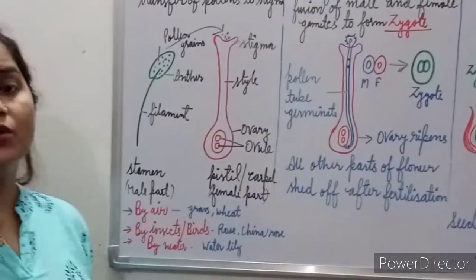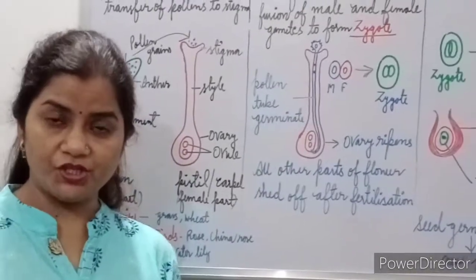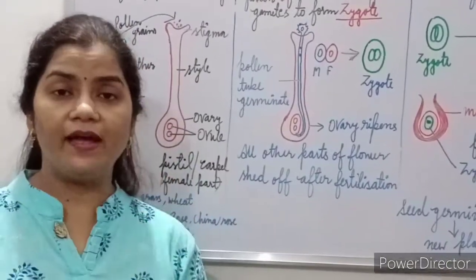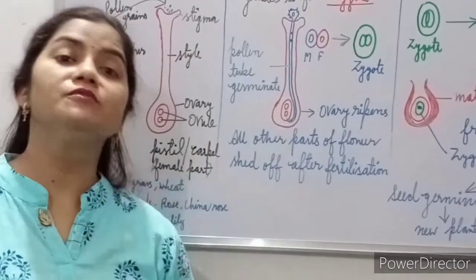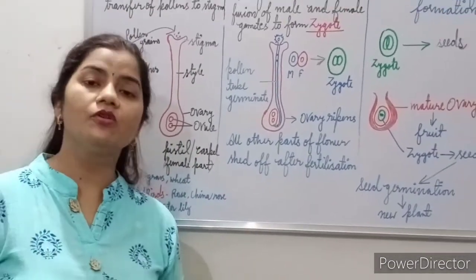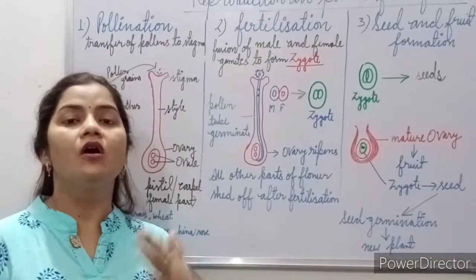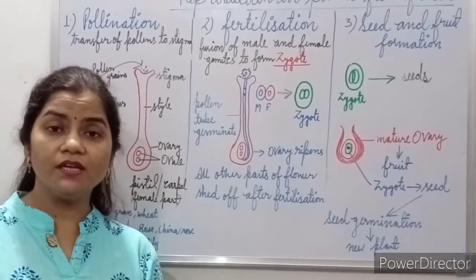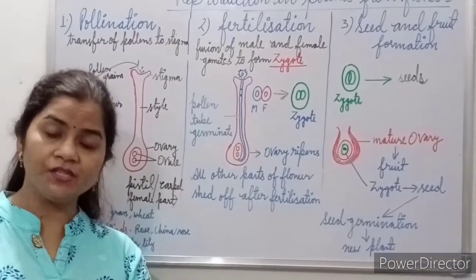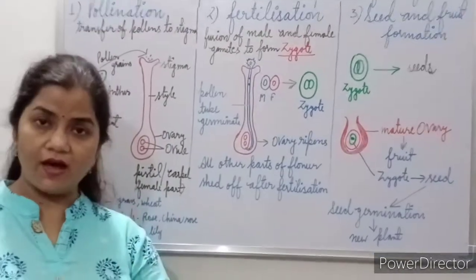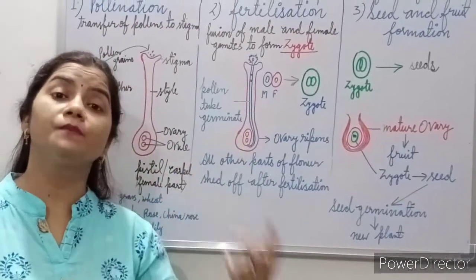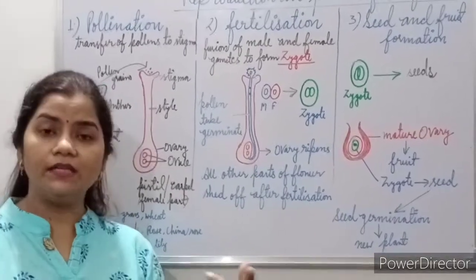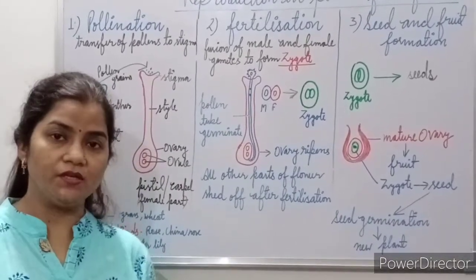First of all we are going to discuss self-pollination. What is self-pollination? When the pollen grains of one flower are transferred to the stigma of the same flower, we call it self-pollination. On the other hand, cross-pollination is pollination in which the pollen grains of one flower are transferred to the stigma of another flower, or another plant's flower.